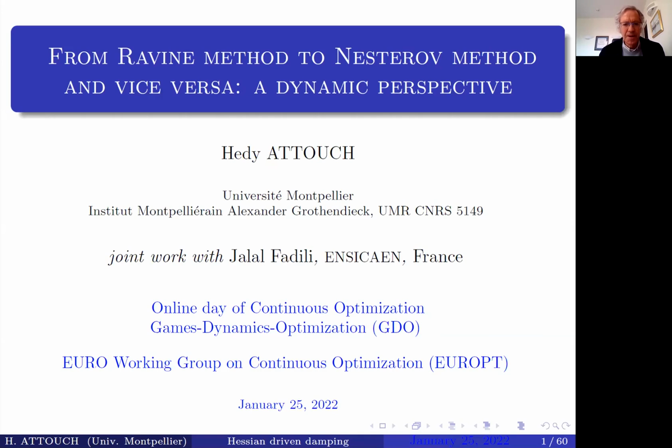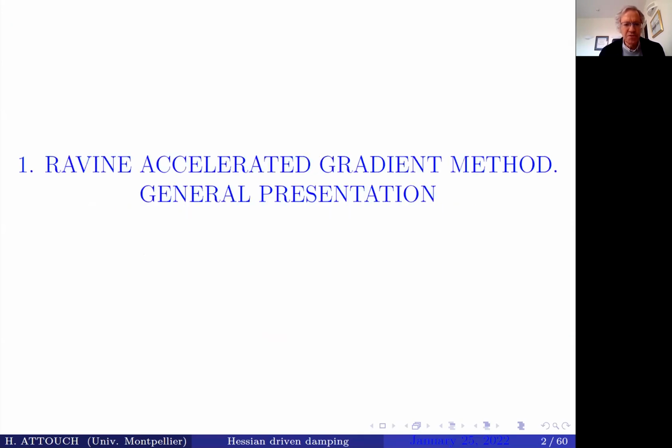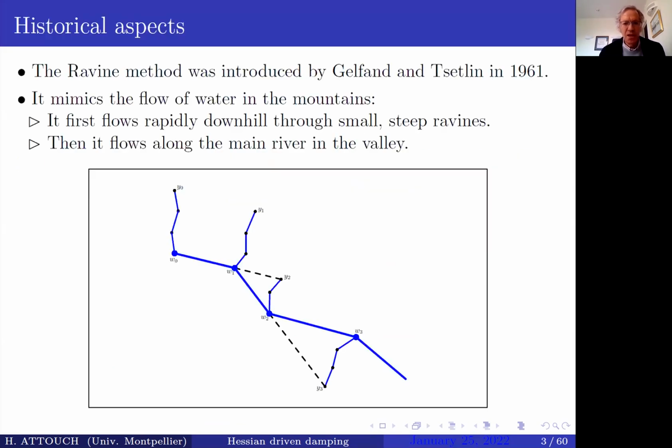Right, so let's first present the Ravine accelerated gradient method. The whole method was introduced by Gelfand and Tsetlin in 1961. Gelfand is the well-known Russian mathematician, you see, who wrote in many fields of mathematics, especially in functional analysis. So the Ravine method, here I use a capital R, but it's a common word. You see, ravine is just the ravine. It mimics the flow of water in the mountains.